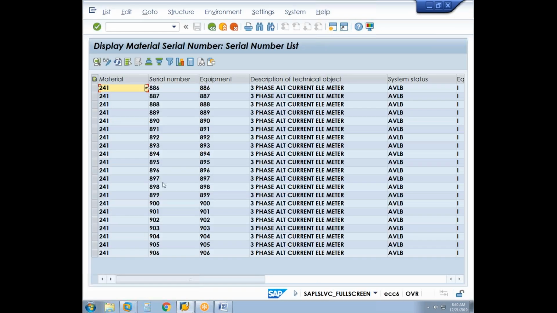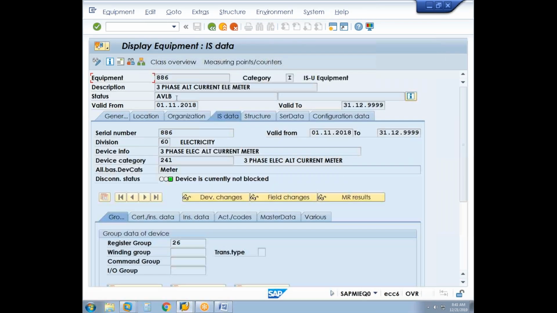These are the serial numbers that you have created. And if you select any of the serial numbers and then go to detail, it shows one important piece of information: AVLB, available status. The status is AVLB, which means it is available for installation.